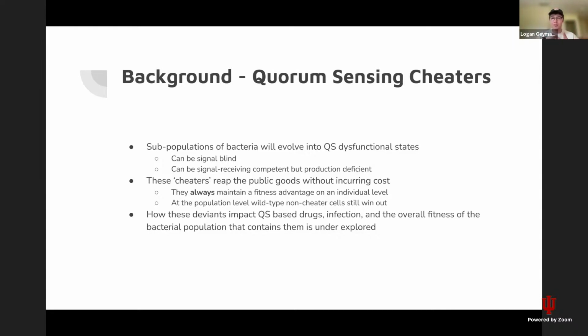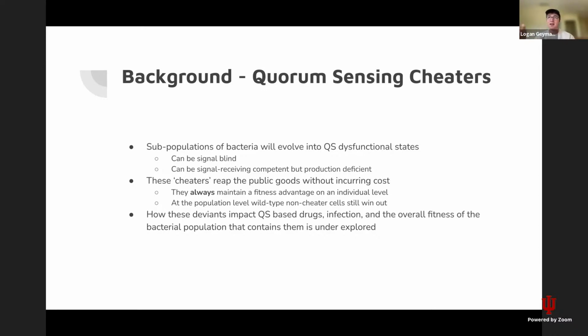And the cool thing about these cheaters is that on a cell-to-cell basis, so when we're looking at one cell to one cell, the cheaters always have a fitness advantage over any other quorum sensing phenotype. The cooler thing is that on a population level, wild type cells always win out over cheaters. They always, because of the greater phenotypic flexibility, are able to outcompete cheaters in dynamic environments, which is really cool.